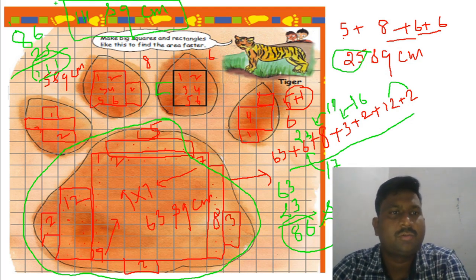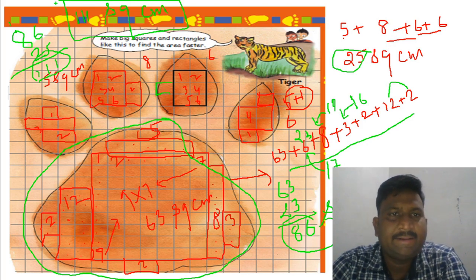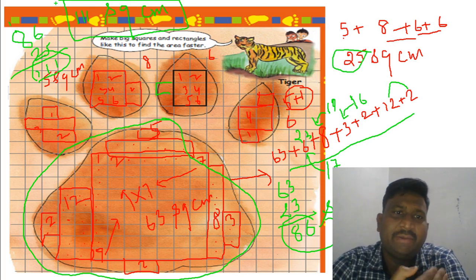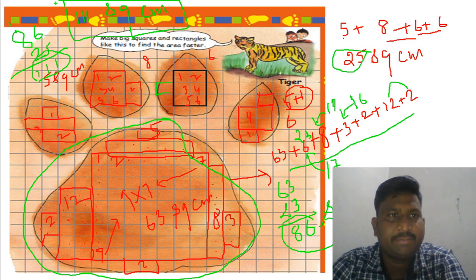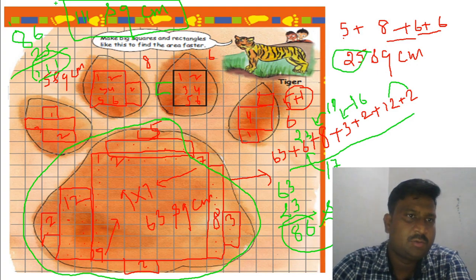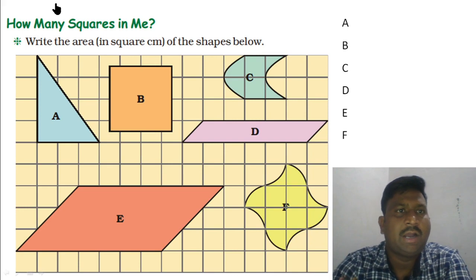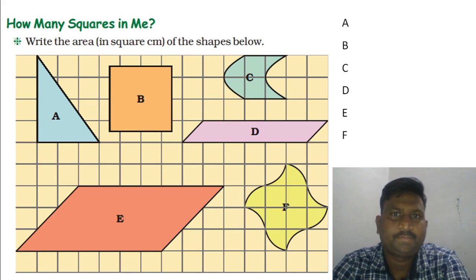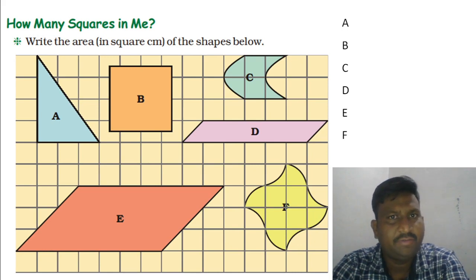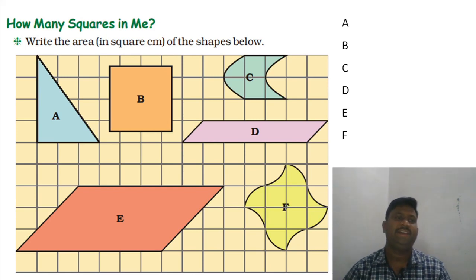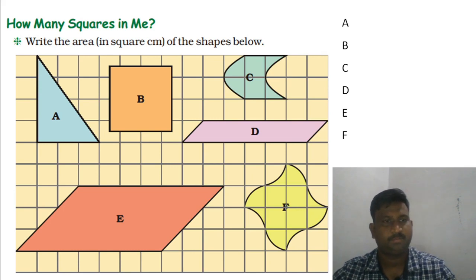Okay. So trace this on your notebook and find complete square. Your answer may be different because you may draw some different shape, but only count complete squares. Okay. So let us move next. How many squares in me? So these are some shapes we need to calculate. Write the area in square centimeter of this shape below. So we need to find the area of these shapes. Let us do.